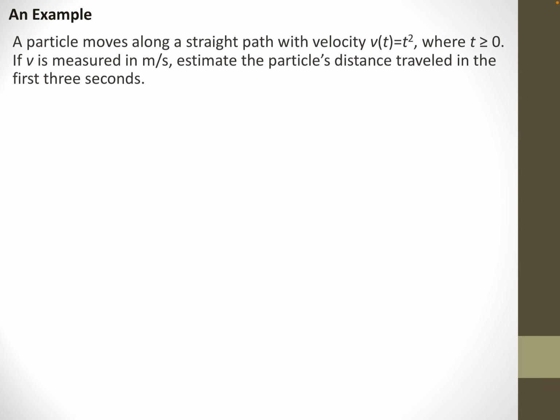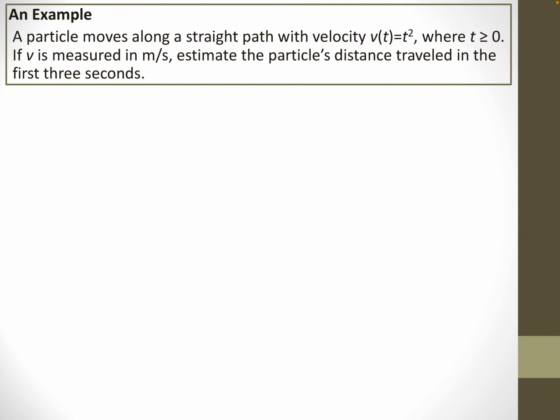Well, an example. It doesn't take long before it's like, okay, we better get an example here to establish what's going on. So let's say you've got a particle moving along a straight path with velocity v at t equals t squared. By the way, this is close to parabolic motion. So this is really close to having actual applications in physics. But we keep it simple for the first example and just make it v at t equals t squared, where t is greater than or equal to 0. Now, if v is measured in meters per second, that's just going to give us some units to use as we go along here. It says estimate the particle's distance traveled in the first 3 seconds.